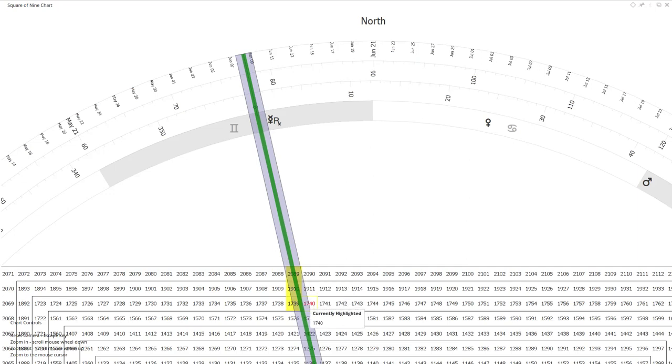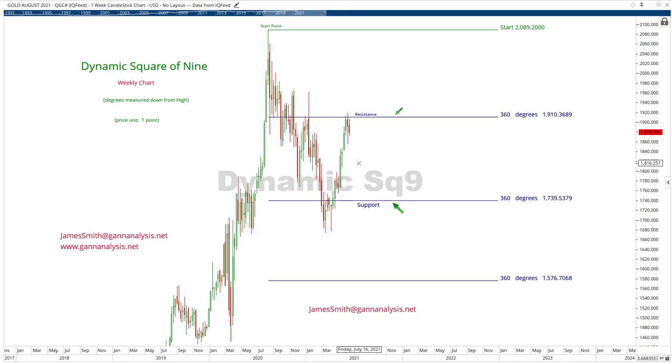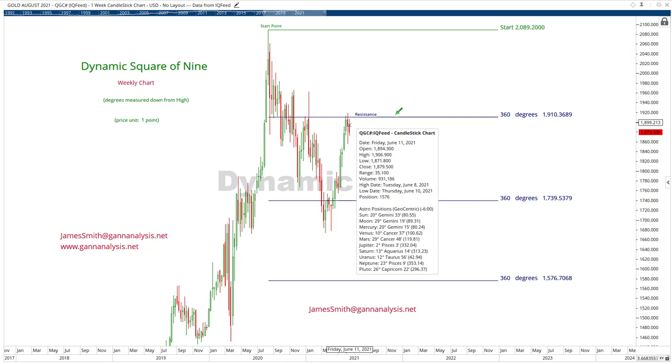And if you do another 360 degrees, it would be 1739 and a half, basically. And you can see how that works. 1739.5379 if you want to get into the details. 1910.36. It gives you the exact level. And why is that important?